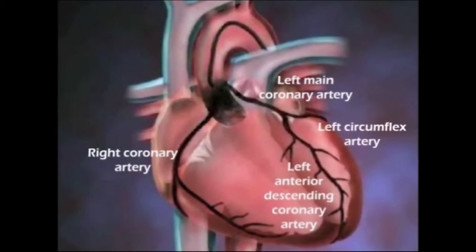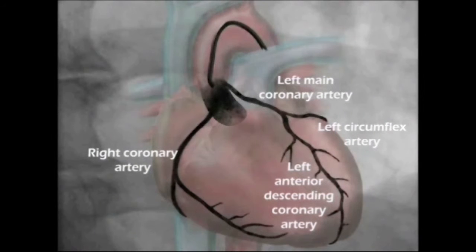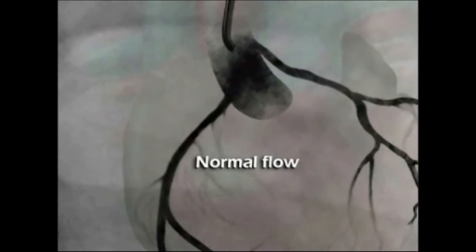In the majority of people, the right coronary artery arises from the right side of the ascending aorta and supplies blood to the right ventricle and inferior wall of the left ventricle. The left main coronary artery arises from the left side of the ascending aorta. The left main typically bifurcates into the left anterior descending artery, which supplies the anterior wall of the left ventricle, and the left circumflex artery, which supplies the lateral wall of the left ventricle.